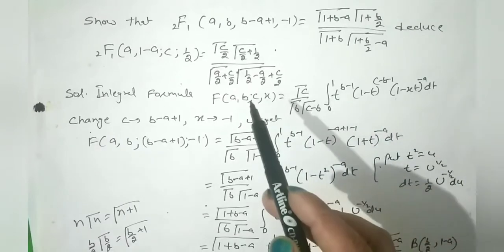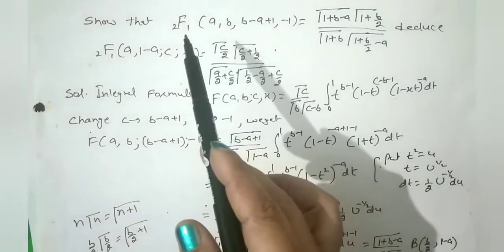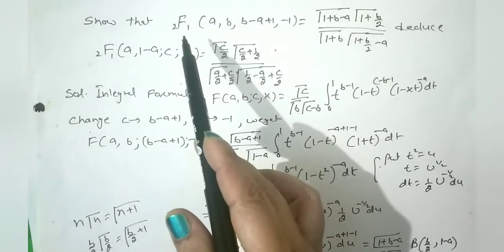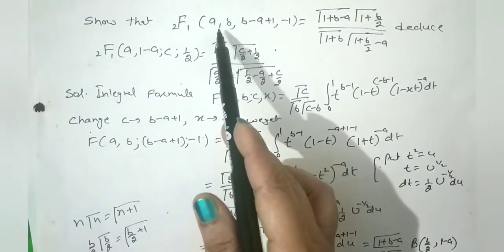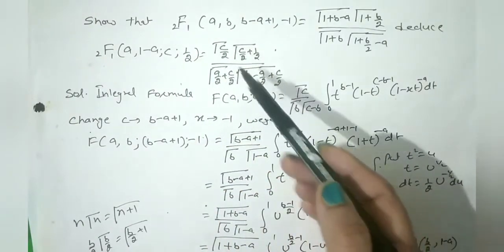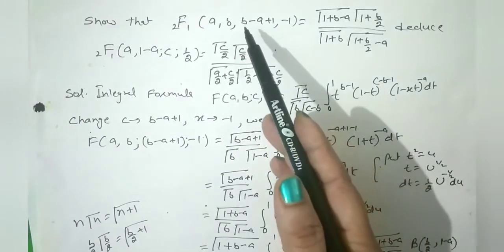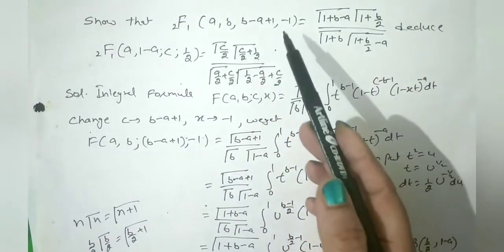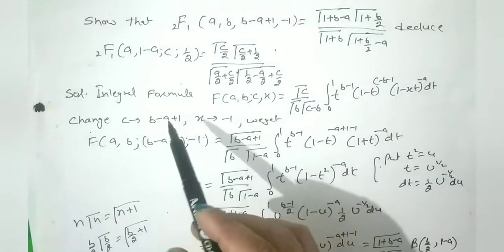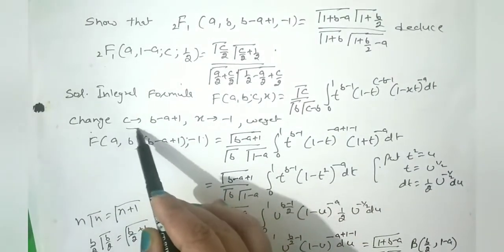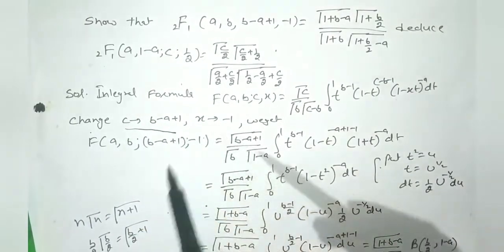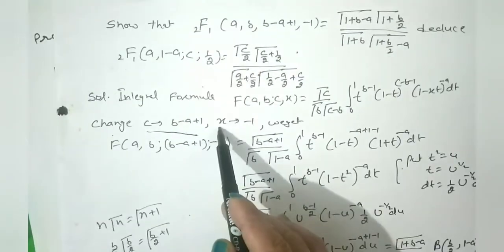Now what we have to do, we have to compare these two. What in the question do we have to prove? We have to replace a by a, which is same, b is same, but c is replaced by b minus a plus 1 and x is replaced by minus 1. So first thing we have to perform the given changes. c is equal to b minus a plus 1 and x to minus 1.